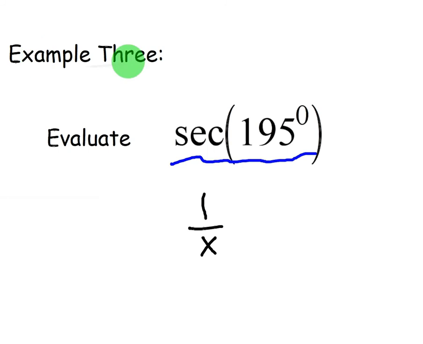For our third example of using the enhanced unit circle to figure out trig ratios for multiples of 15 degrees, we're going to be evaluating secant of 195 degrees. Now recall that the reciprocal identity for secant is 1 over cosine. So since secant is 1 over cosine, if we know cosine at 195, we can figure out secant at 195.